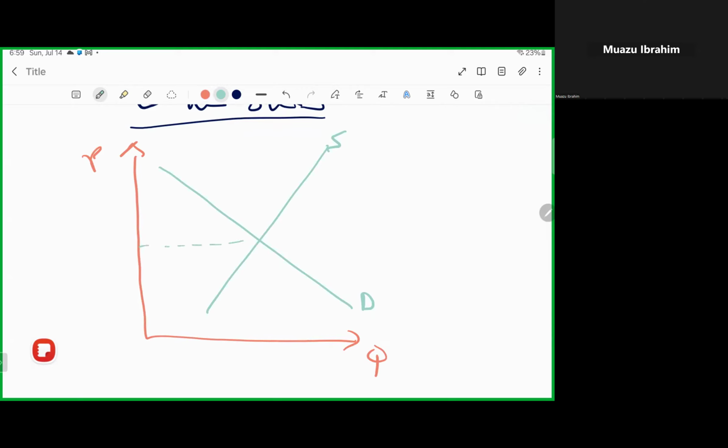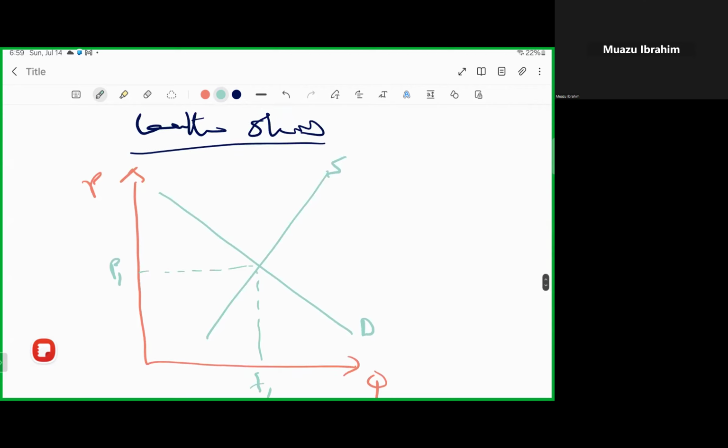Now we have this as the quantity, and we have this as the price. Remember, we are talking about leather shoes here, but the key input used in producing the leather shoe is the leather itself. So this is the demand and supply of leather. But you realize that demand for leather remains constant.